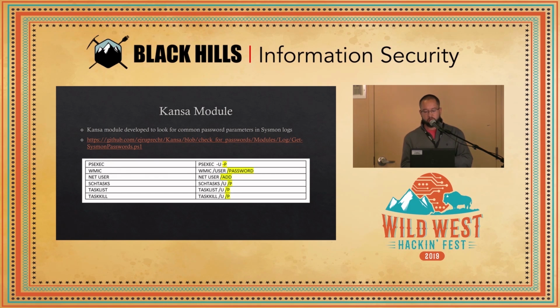So the Kansa module. So very simple, what it basically is, is a regex that's looking for some of the common processes that are specifying the username and password. So PsExec, WMI, net use, schtasks, tasklist, taskkill, just to name a few. So as we can see in all these examples, it's specifying the username and password. It's got that parameter. I'll show you what that looks like run on a test machine that I was doing.